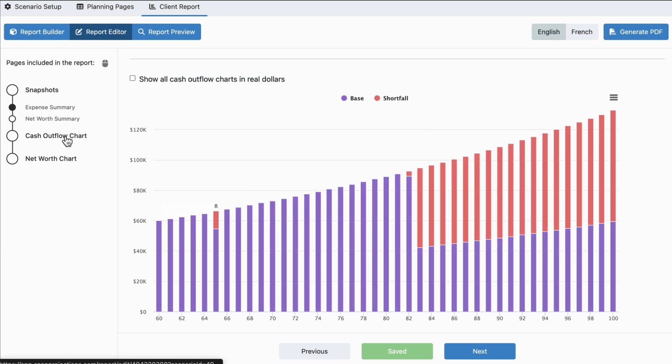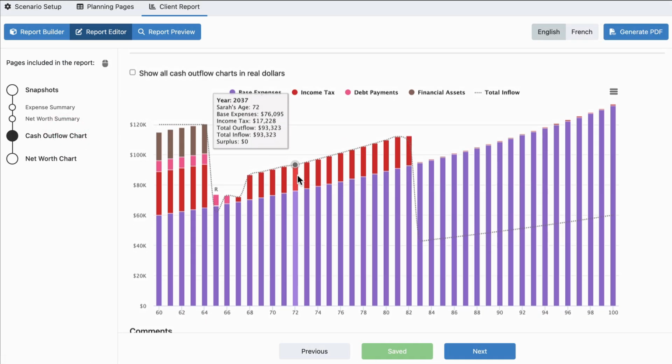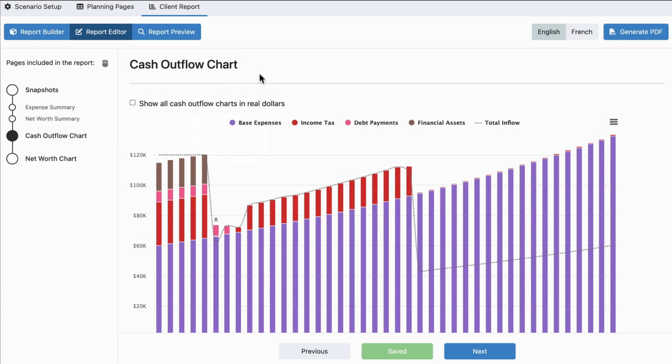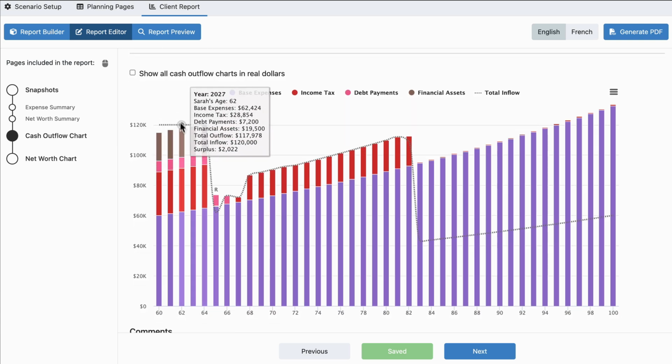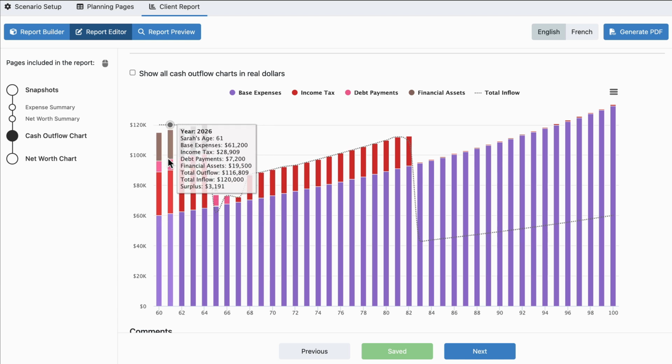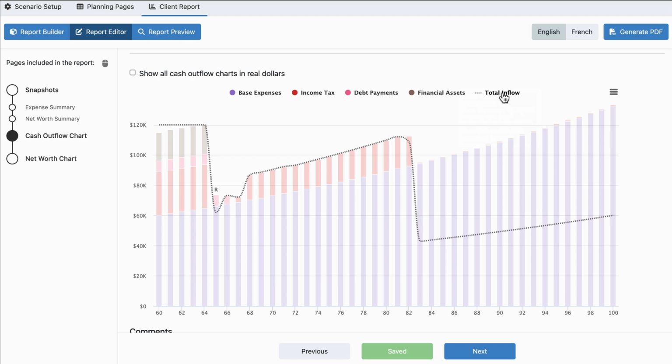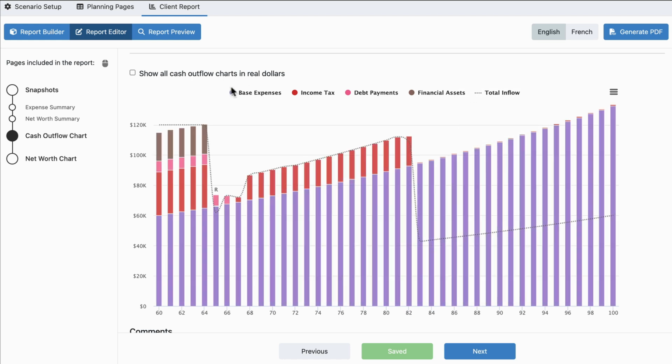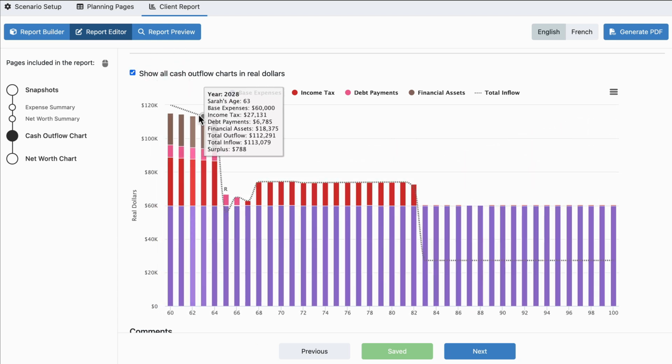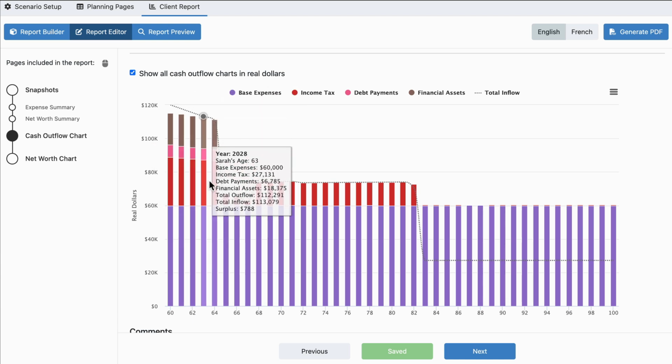If we examine the cash outflow chart again, which also exists in the client report, we can see that in some years before retirement, our total inflow line actually shows above the outflows. We can also look at it in real dollars. It's more evident that way. So we can see this line going above our expenses. This indicates that the client is in surplus during these years.